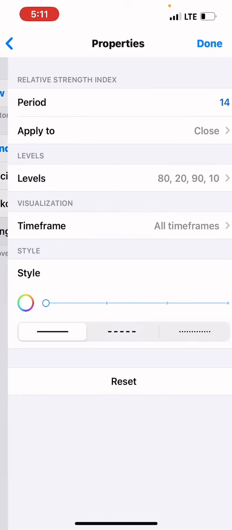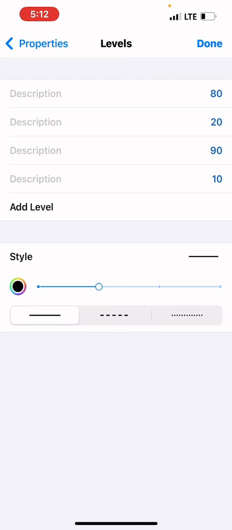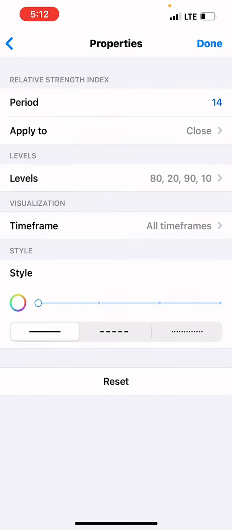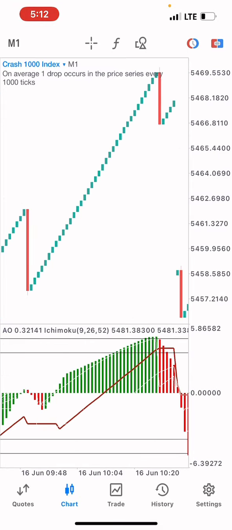Click done when you're finished with that, and we move on to the next one, which is the Relative Strength Index. For this one, we are using a period of 14, applied to close. Levels are 80, 20, 90, and 10. For visualization, I'm using the same color as the background of my chart. Then for levels, go to levels and change the style here, and use a color that will be visible on your chart. Click done, you're finished with that, and you are good to go. You have your setup ready.